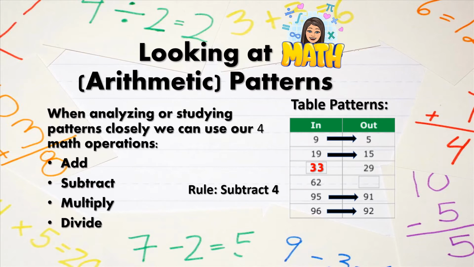Now we have an input of 62. We know our rule is to subtract 4. So when we subtract 4, we could think of subtract 2 because we know we have 2 here, and then subtract another 2, which would give us 58. So when we're looking at input-output tables, remember, you're looking from the input compared to its output.